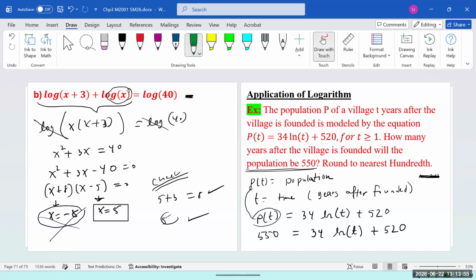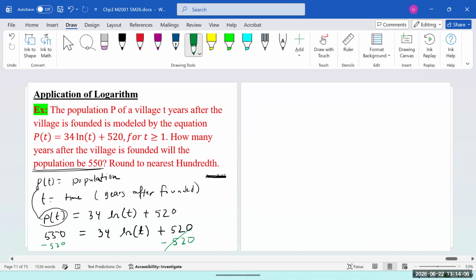So step 1, which one do you get rid of, 34 ln or 520? How? Subtract. Good job, 520. So we have 34 ln of T equals 550 minus 520, 30. Now, what is our next step to get the T alone?